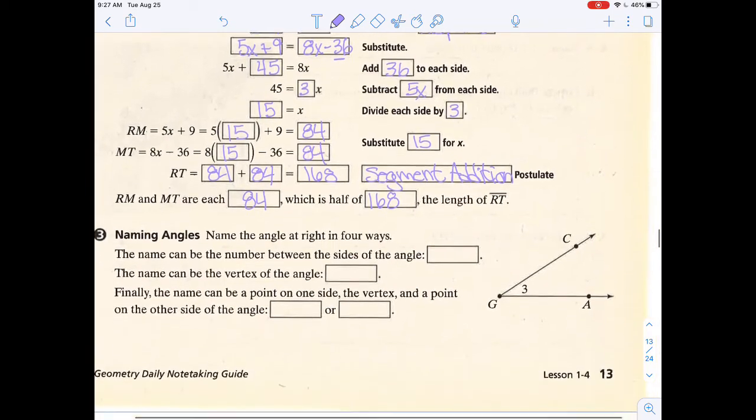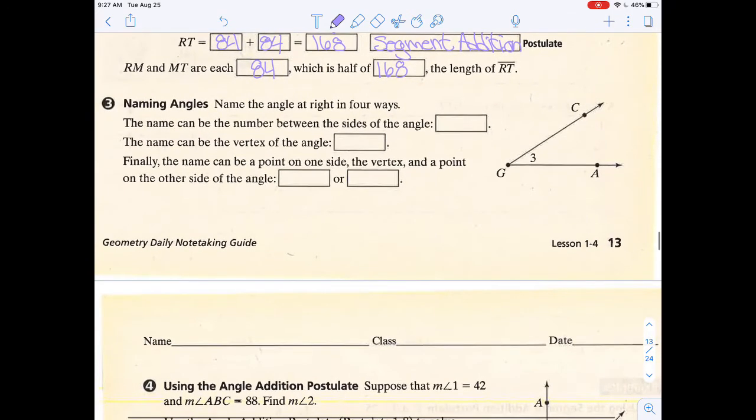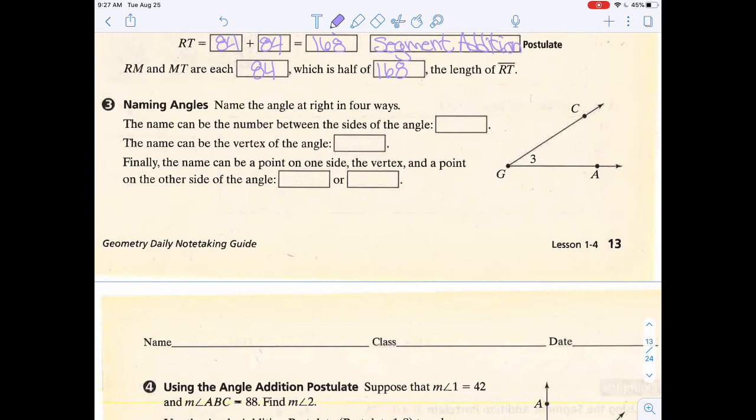Okay. Number 3, naming angles. Name the angle at the right in 4 ways. Okay, so the name can be the number between the sides of the angle. So we've got this angle here. So we could say it's angle 3 if we were using the number. The name can be the vertex of each angle. The vertex means that's where the 2 rays meet. So that'd be G. We could say angle G.